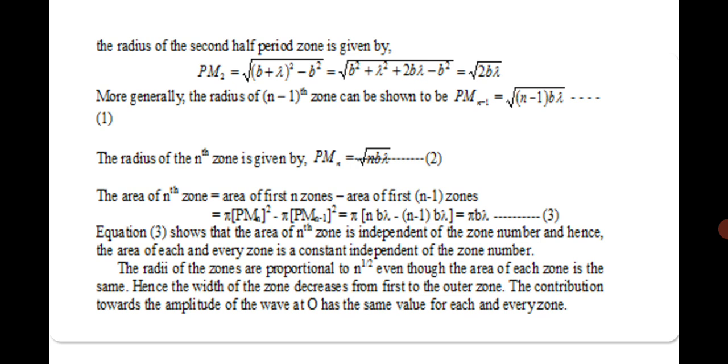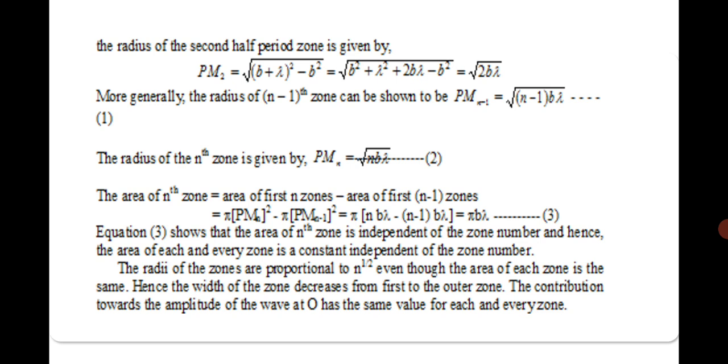The radius of the second half period zone is given by ρ2 = √((b + λ)² − b²). If we solve the square root, we get √(2bλ). Generally, the (n−1)th zone can be shown to be ρ(n−1) = √((n−1)bλ), equation 1. So the radius of the nth zone is ρn = √(nbλ), equation 2.